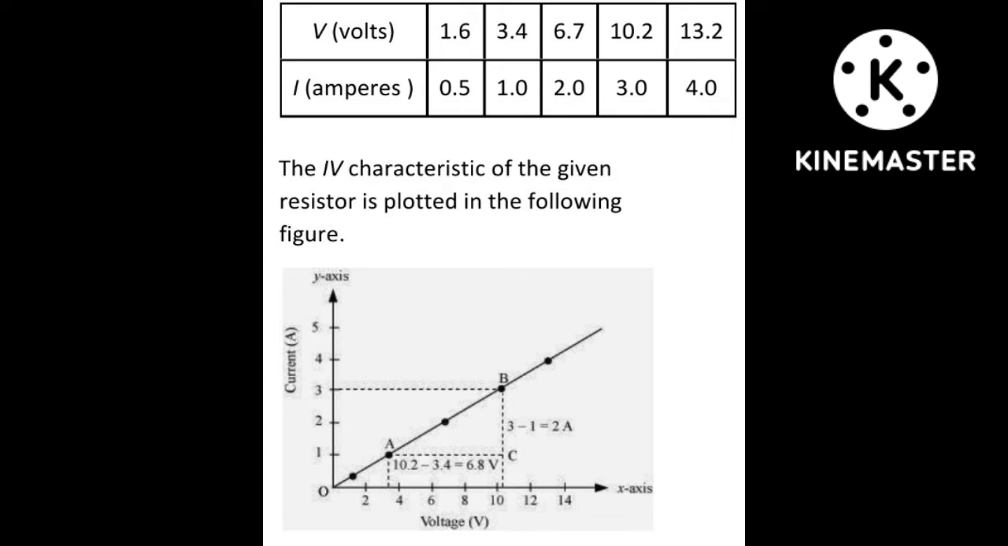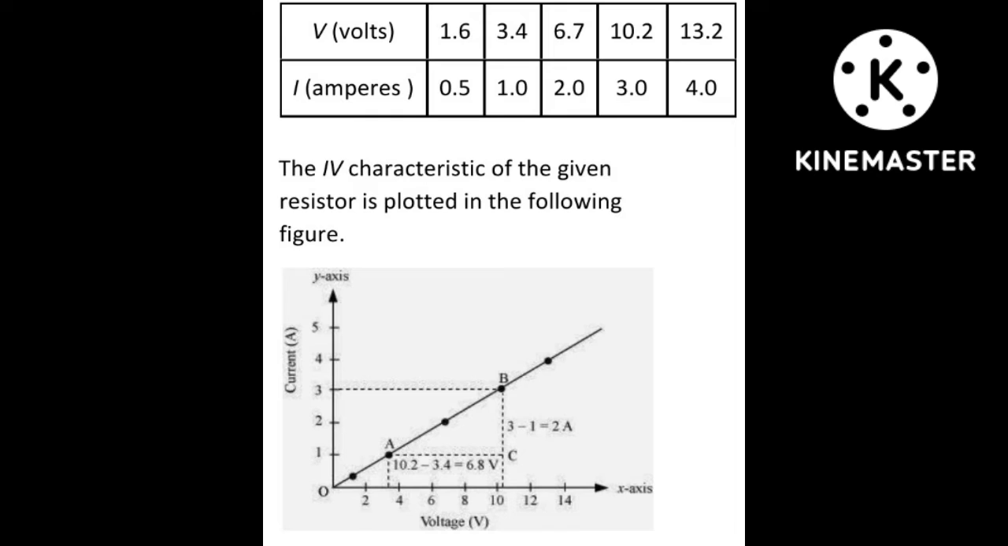Here the voltage is taken along the x-axis and current along the y-axis, and we have to select an appropriate scale on the x-axis and y-axis. The voltage varies from 1.6 to 13.2, so it will be better to select 2, 4, 6, 8 like that, and along the y-axis the current varies from 0.5 to 4, so we can select 1, 2, 3, 4 like that. Any scale we can select, but we should include all the values there.